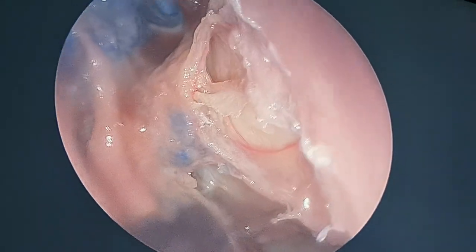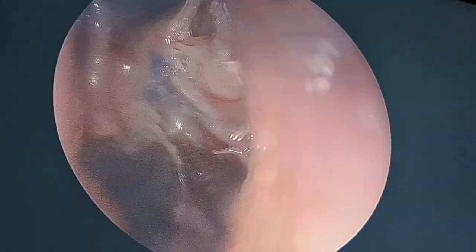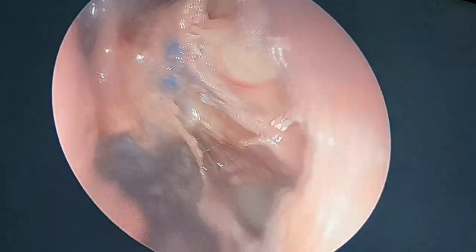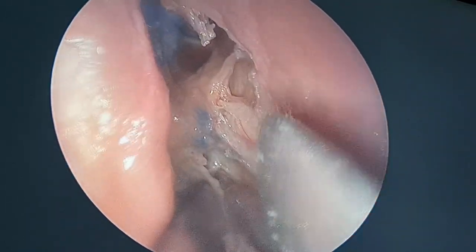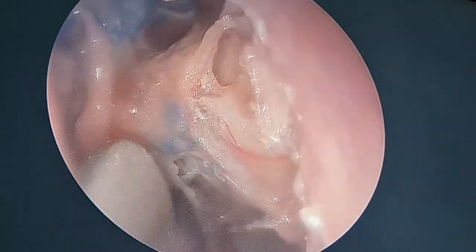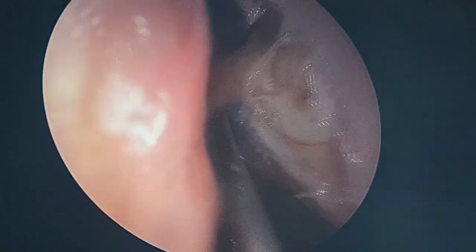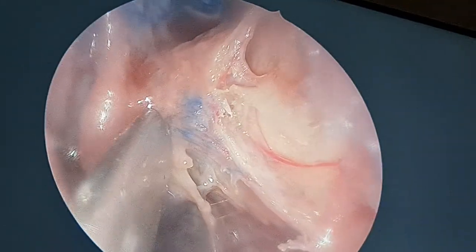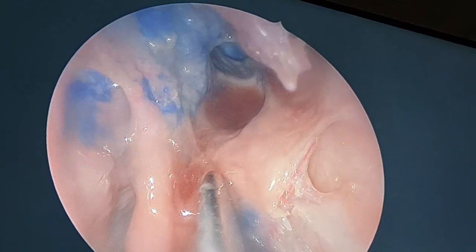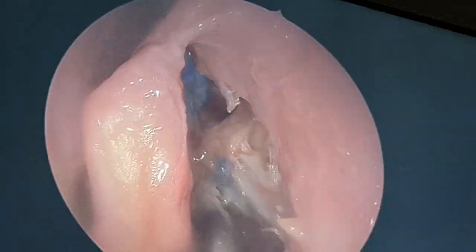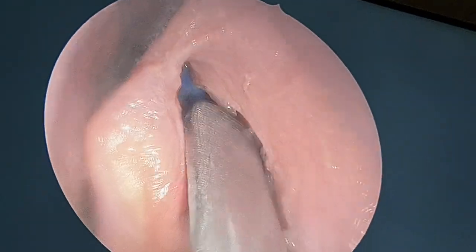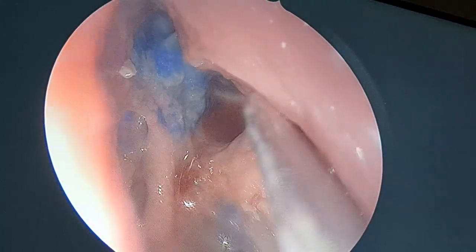See now. See this, everything seen with a 0 degree so far. What I see here, that's the lamina papyracea. That's the bulla ethmoidalis. See that? This is the medial terminal, that is the bulla ethmoidalis. We have not done anything to the bulla so far. Okay? That's the bulla ethmoidalis. And now, this is the uppermost part of the uncinate which I have left behind.